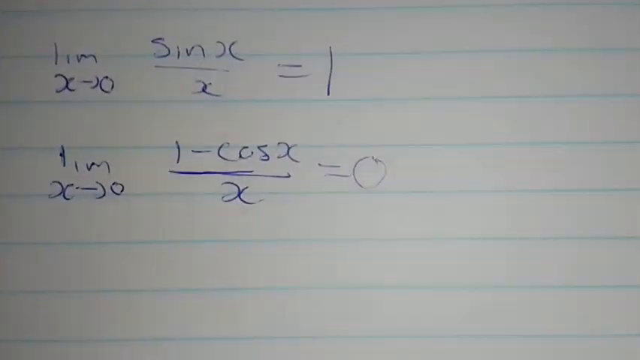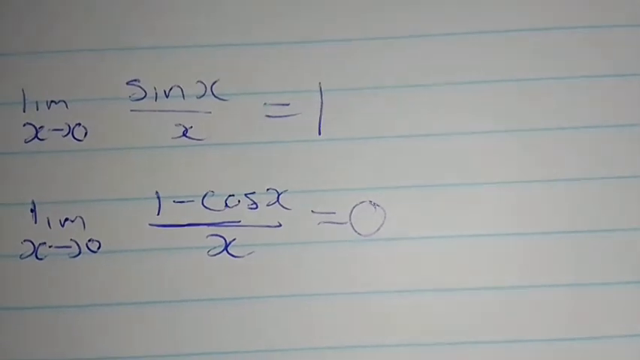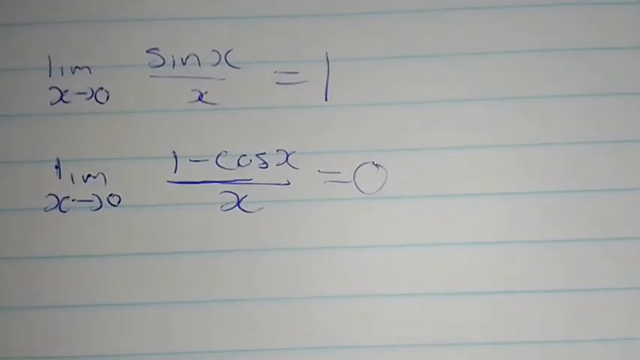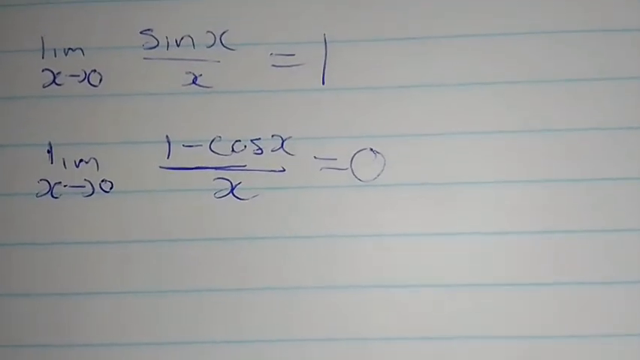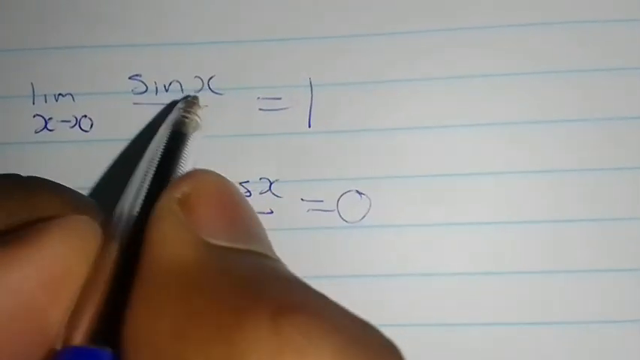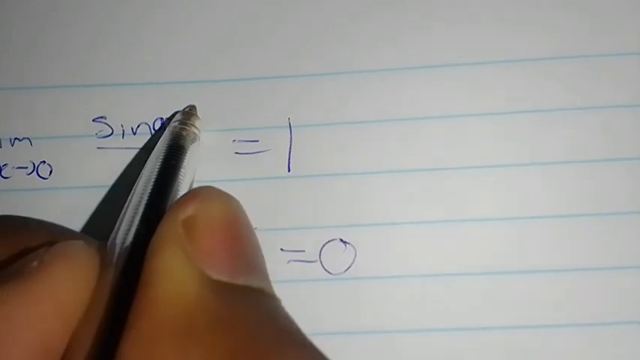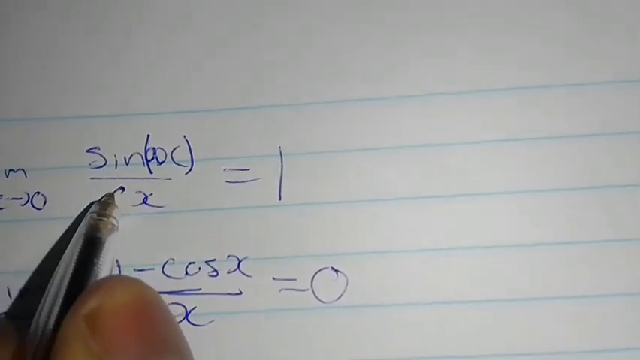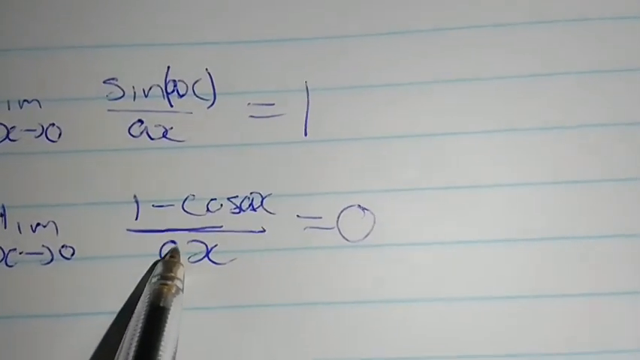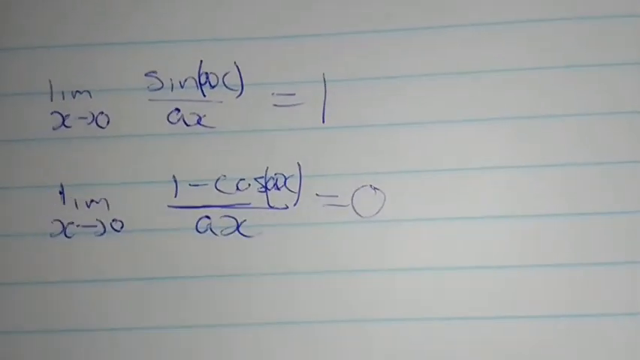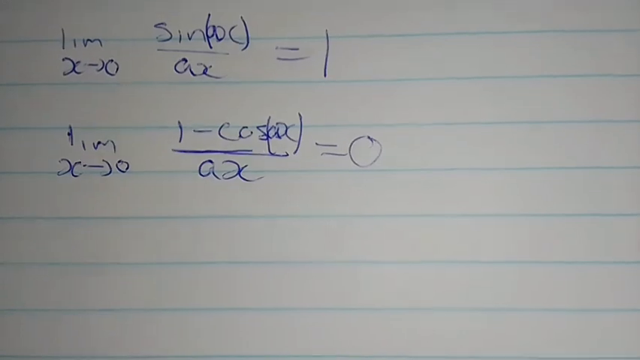Now this is the formula that you are basically familiar with, but it's not in a general sense. What I mean is, we can generalize this and say it's sine ax divided by ax, and cos ax with ax here, and this is more of a general formula.